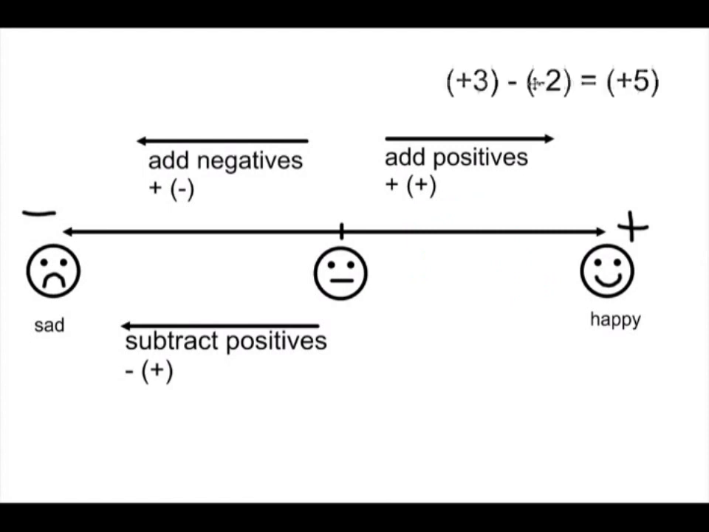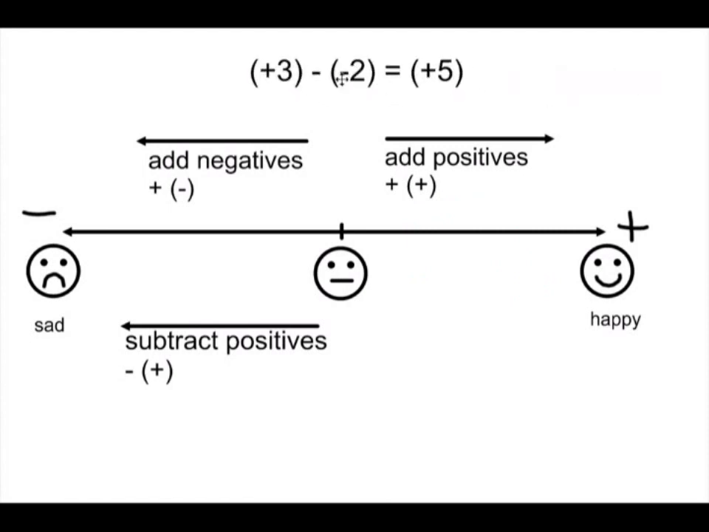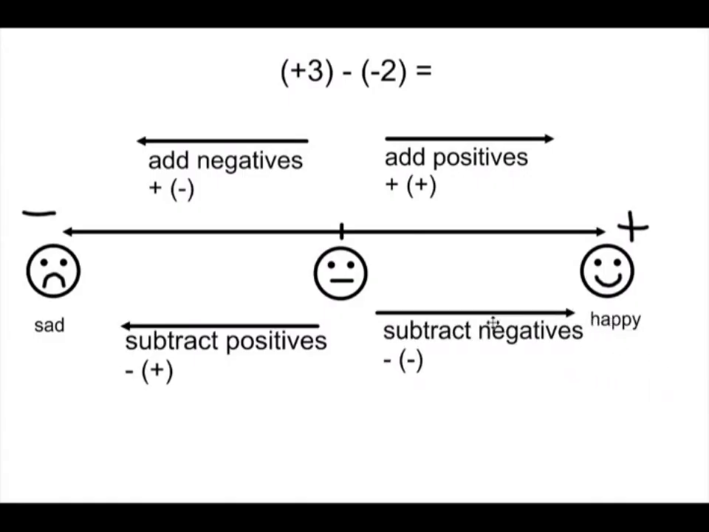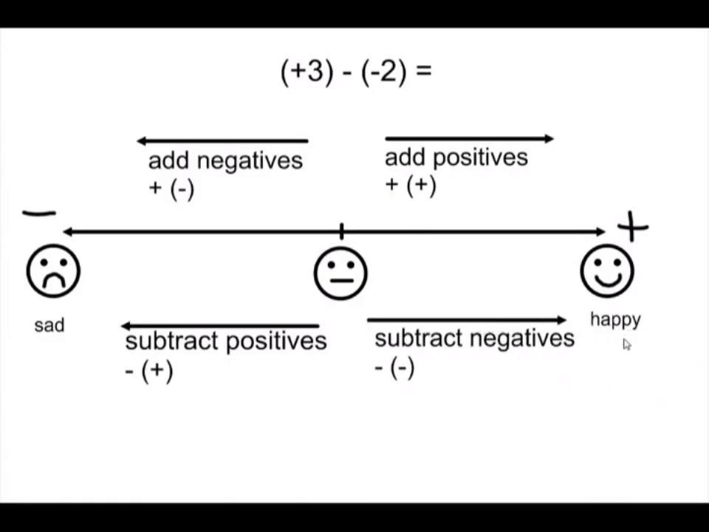Finally, here's the one that can really confuse people. When we subtract a negative, taking away a negative. This is a little more tricky. But if we think of it in terms of this model, if you think of something that you don't like, a negative thing, and I take away that negative thing, you're going to feel more happy. So when we subtract negatives, ironically, we move in the positive direction on the number line. If I take away a bad thing, we're going to feel more happy or more positive.